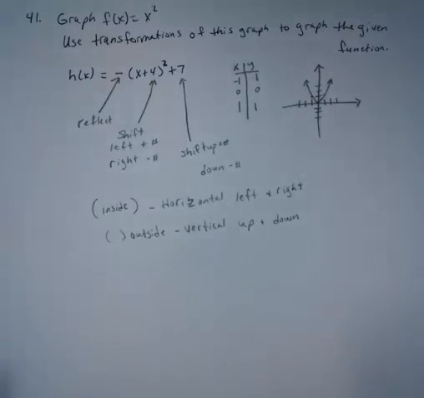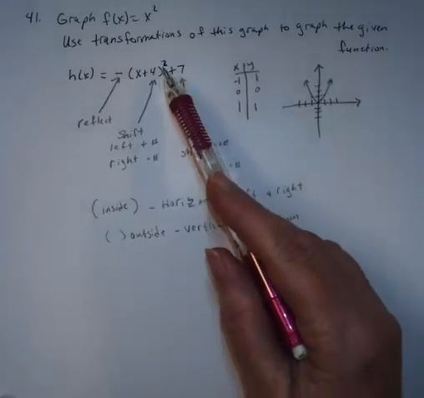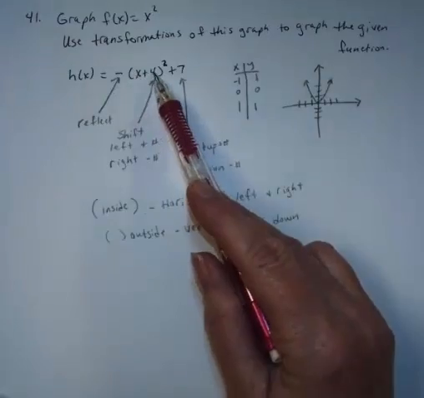Alright, so the next part we have to do is use the transformations of this graph to graph the given function. So we're going to follow basically the order of operations. So right here we're going to do what's in the parentheses first.